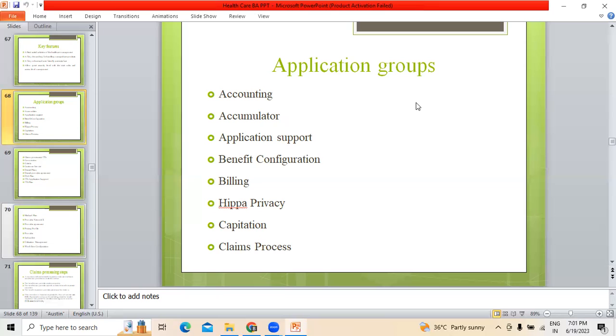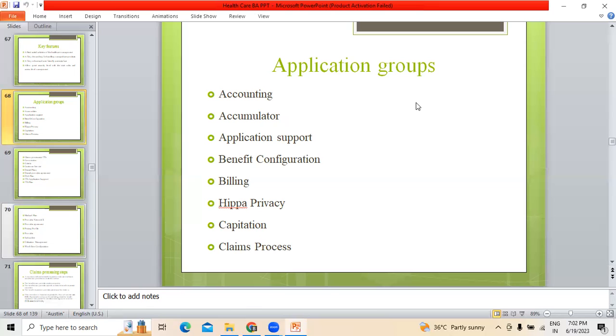Next is billing, because you know about billing, nothing much to explain. Next is HIPAA privacy, as I told you, right? Whatever the HIPAA rules and regulations are, those will also be a part of this application group. Whoever is working on the application of FACETS should first have an idea of HIPAA rules and regulations. Where we have to include these HIPAA guidelines, the development team should have knowledge first. Development team means even the business analyst, right?